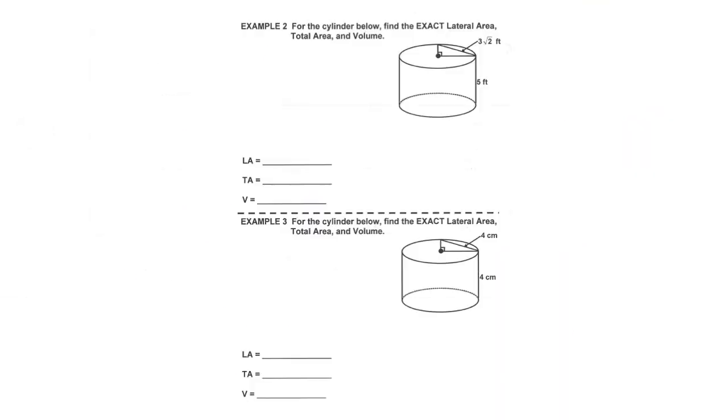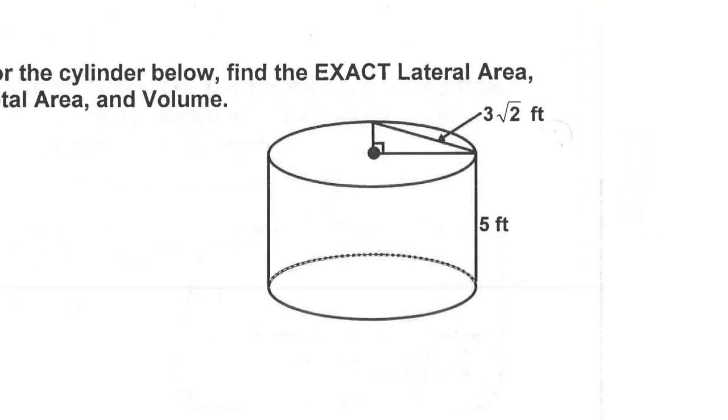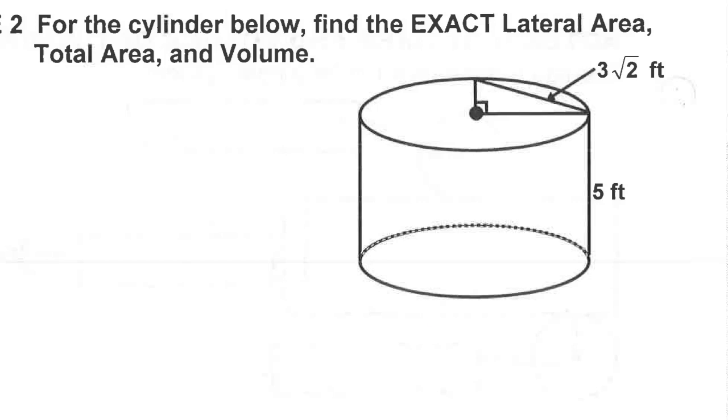Let's go to the next page. Now, these two are a little bit different because we're going to have to do a little bit of legwork. Remember, I need r and I need the height. Well, they gave me the height. It's 5 feet. That was pretty easy. But they didn't give me the radius. Now, you're looking at this from an angle, okay?